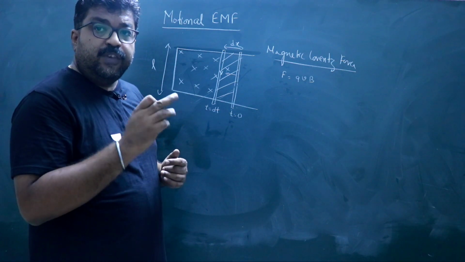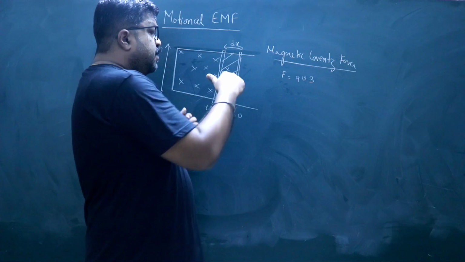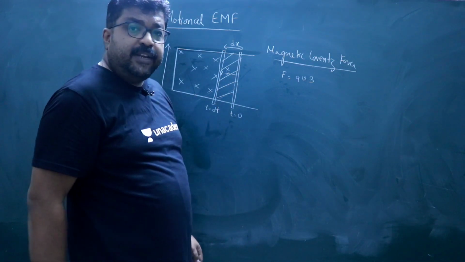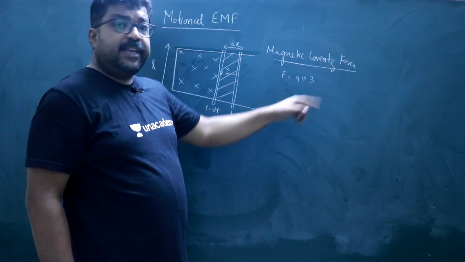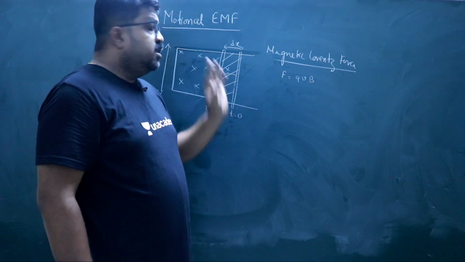Okay, it is Q V cross B, but here velocity is in this plane and magnetic field is perpendicular to the plane. So the angle between them is 90 degrees. So it is VB sin 90. So I have written QVB, where Q is the electron charge.